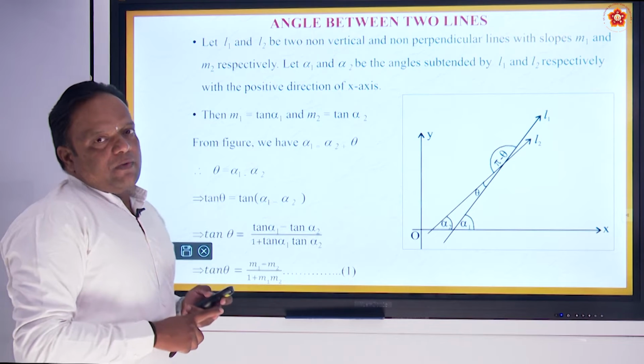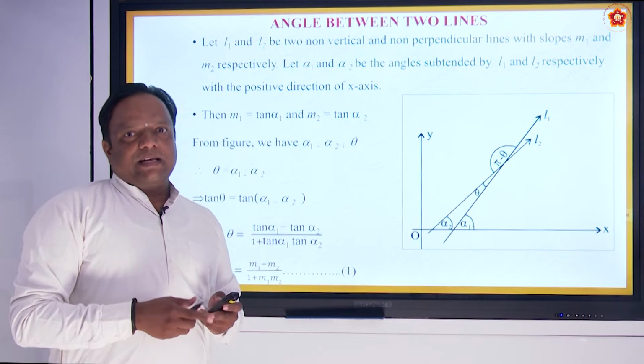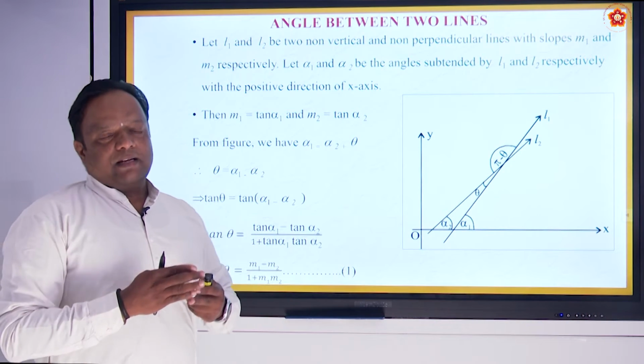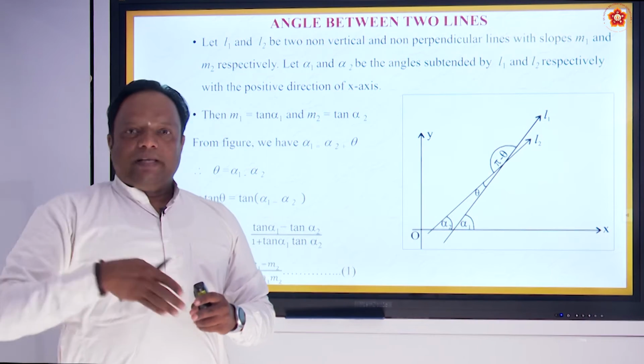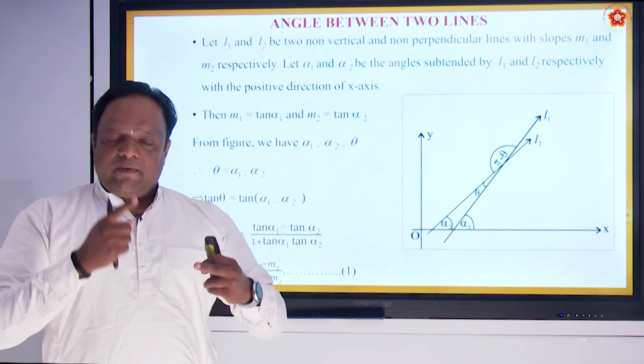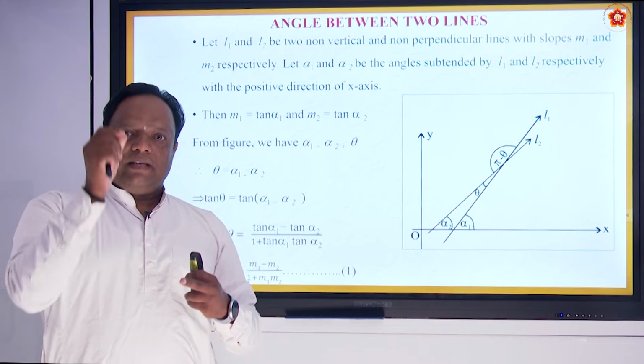You take two non-vertical, non-horizontal lines. You know vertical and horizontal lines, don't take them. If you take horizontal, there is no angle between them. Vertical also, there is no angle between them. When the two lines intersect each other, then only there is some angle.